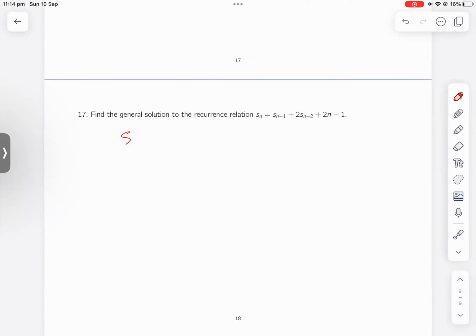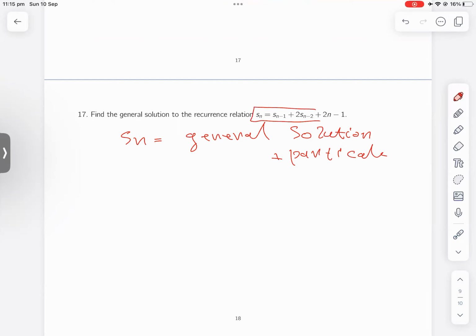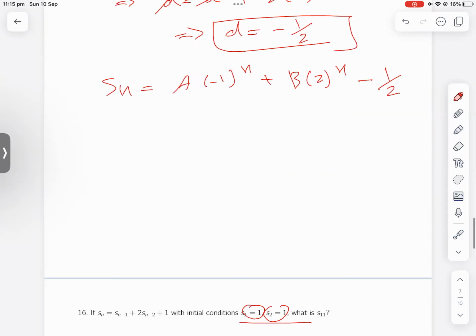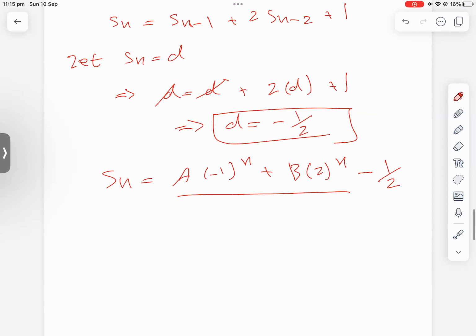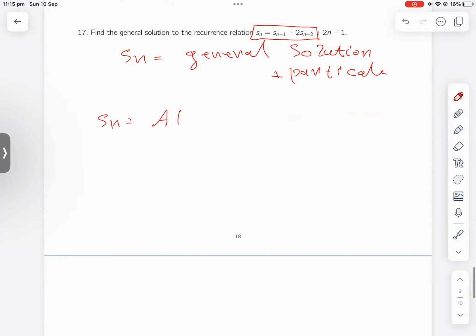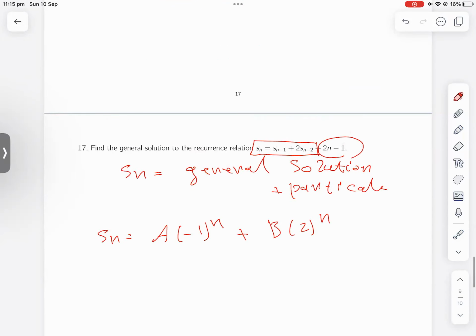So again, Sn is the general solution plus the particular solution. The general solution is the same as the previous question. So it will be Sn equals A times minus 1, to the power n, plus B times 2 to the power n. Now, the non-homogeneous part here is 2n minus 1.